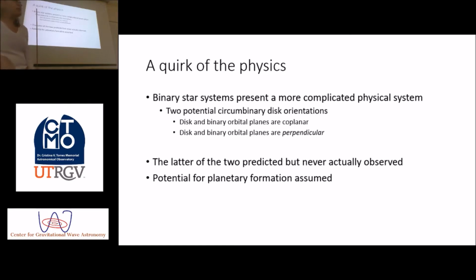The first is that the disk and binary orbital planes are coplanar. So you have two binary stars orbiting around the center of mass, and then a disk that is orbiting around both of those on the same plane. And then the second is that the disk and binary orbital planes are perpendicular. So you have these two binary stars orbiting around the center of mass, and then the circumbinary disk is orbiting perpendicular to that plane.